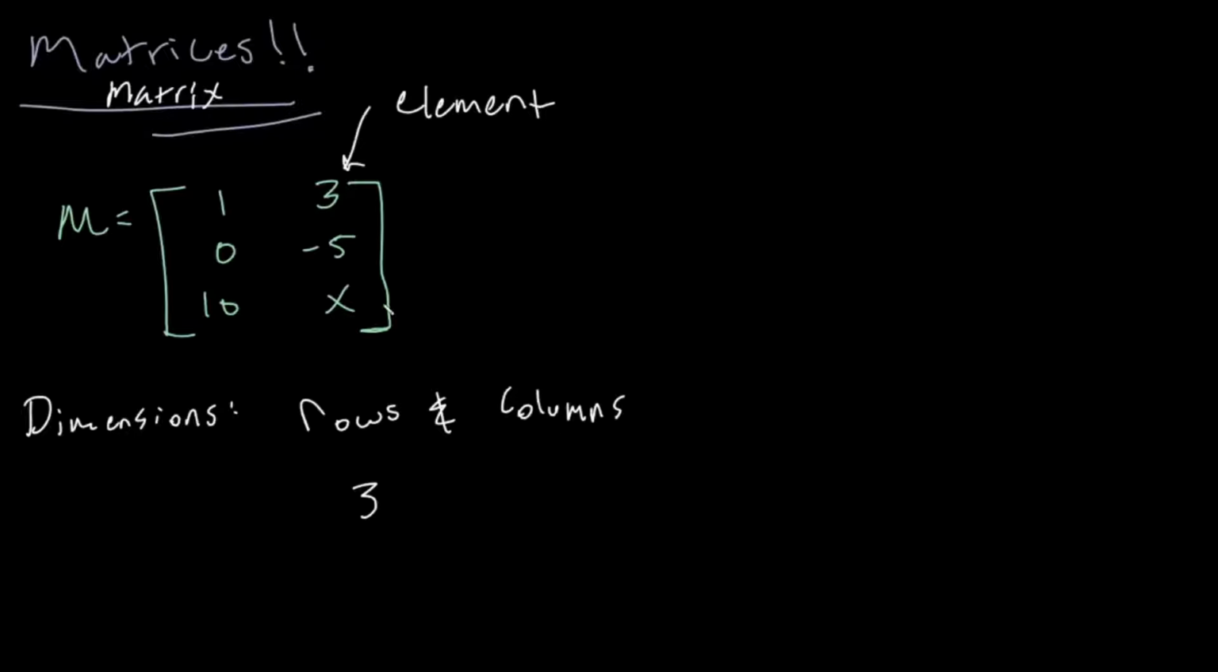And then columns, I think, are like pillars, like Greek columns, right? That you would see if you went to Athens. That's a column. There's 1 column, 2 columns. So we say the dimensions of M are 3 by 2. Rows always comes before columns.